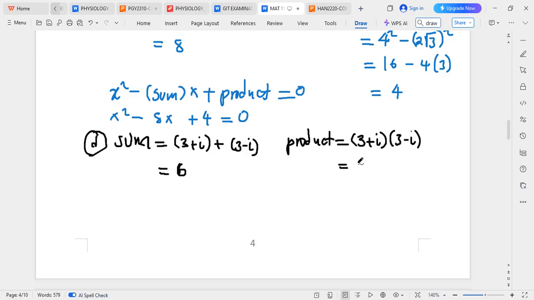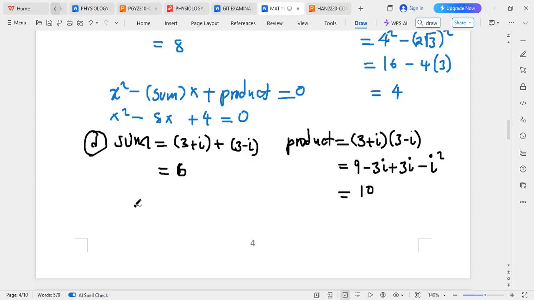3 times 3 is 9. 3 times negative i is negative 3i. i times 3 is positive 3i. i times negative i is negative i squared. Negative i squared is a positive 1. So positive 1 plus 9 is 10.